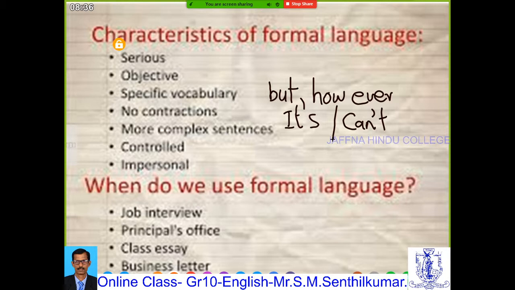These are some theoretical aspects I am teaching you, right? What are the characteristics of formal language, formal letter, language or letter? When do we use formal language? Here, these are the situations where we use formal language. Is it okay, clear?